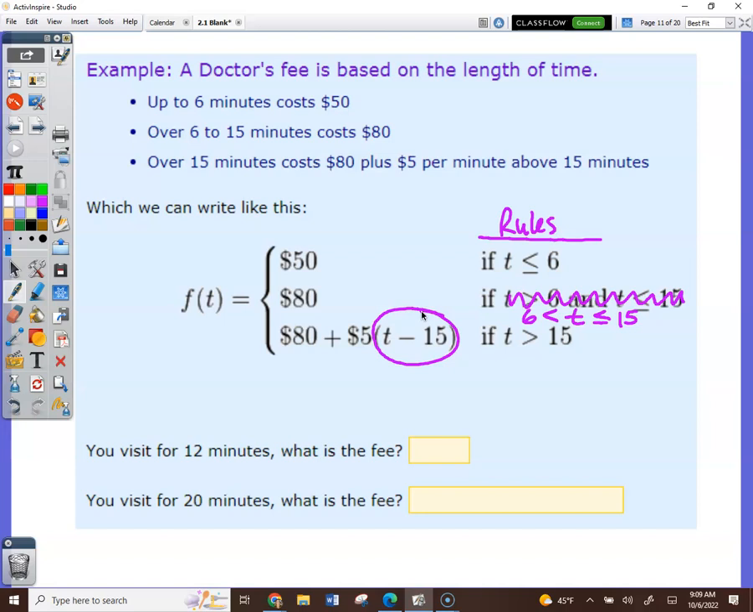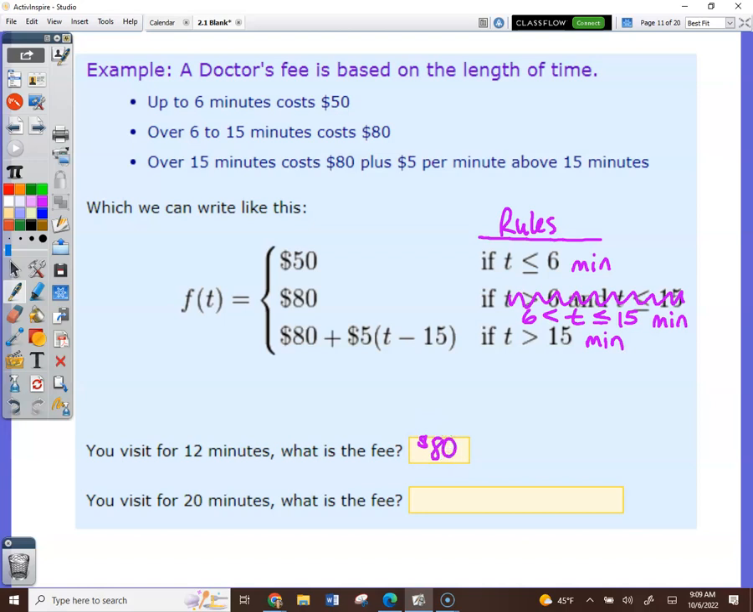So if you're there for 20 minutes, how much would you pay? I'm sorry, not 20, what's it say? 12. If you're there for 12 minutes, was I saying hours? Y'all are probably wondering what I'm talking about. Let me write this. Minutes. Makes a lot more sense. If you were there for 12 minutes, you would fall into which rule? Yeah, rule 2, and it would be $80.